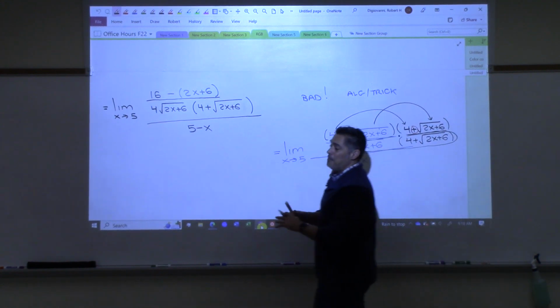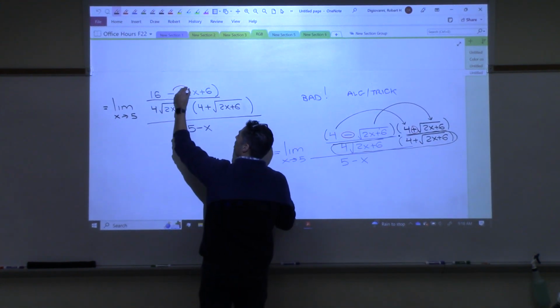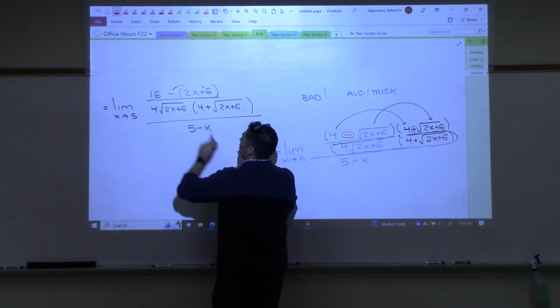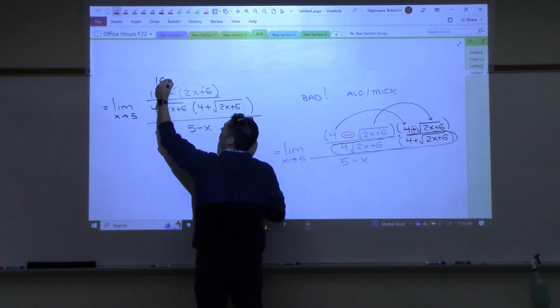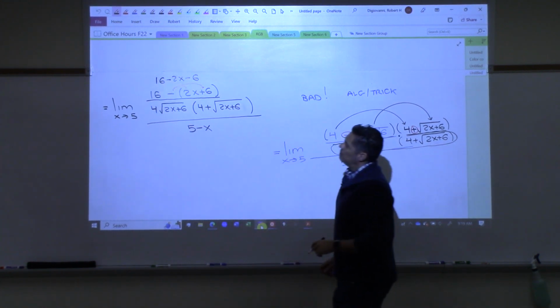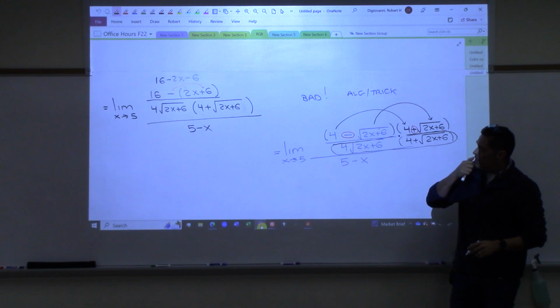Okay, so up top, y'all see we can distribute this negative through. If we do that, what do we get up there? 16 minus 2x minus 6, right? And then what would that become if I just simplify that?